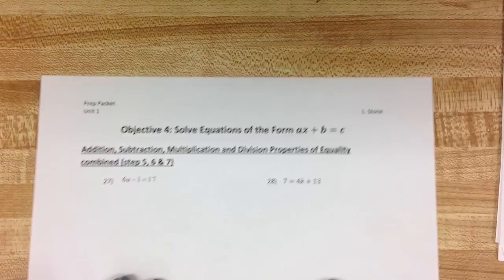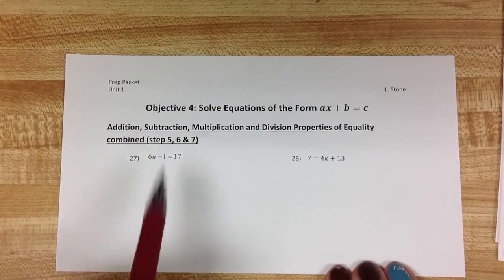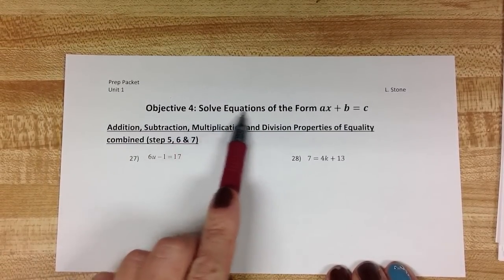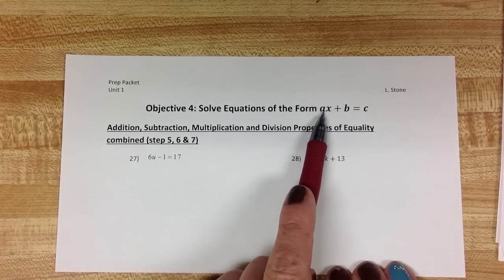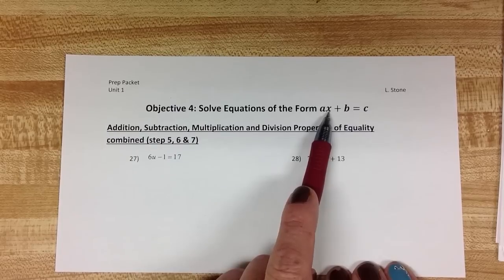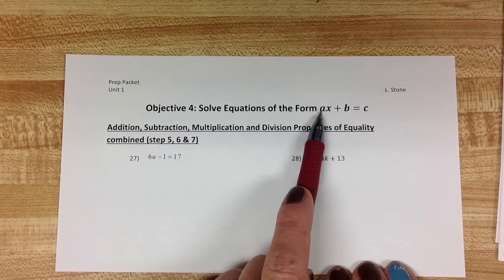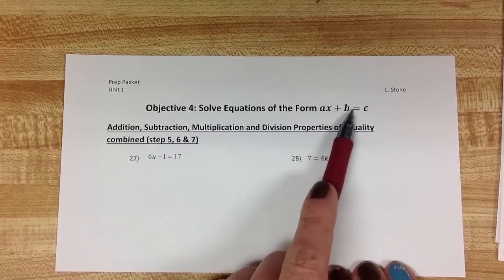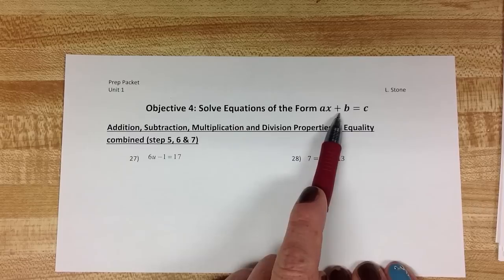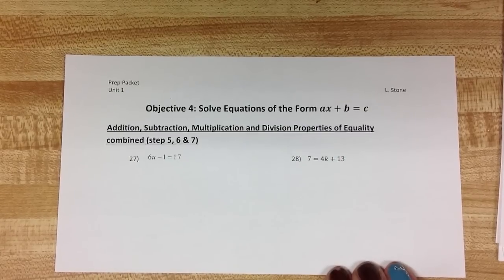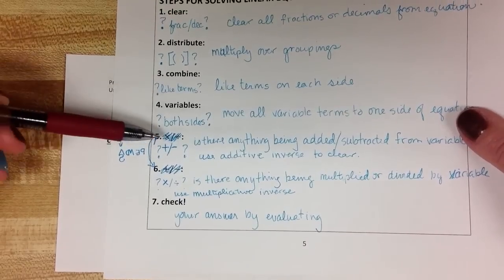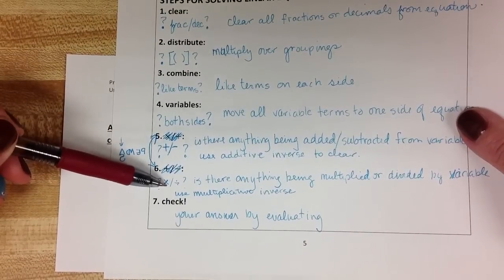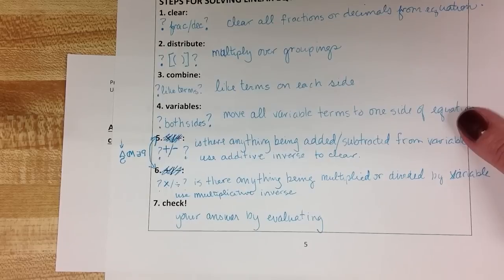In this next problem, the directions say we're going to solve equations of the form ax plus b equals c, which is kind of an awkward way of saying you're going to need to be able to clear multiplication or division from your variable, and you're also going to need to be able to clear addition and subtraction away from your variable. So it's going to take, back to our steps list, clearing both of these kinds of operations and then still checking our answers to make sure that they're correct.